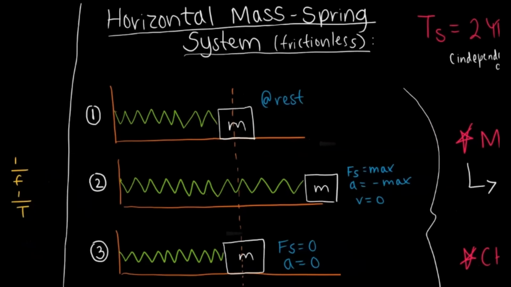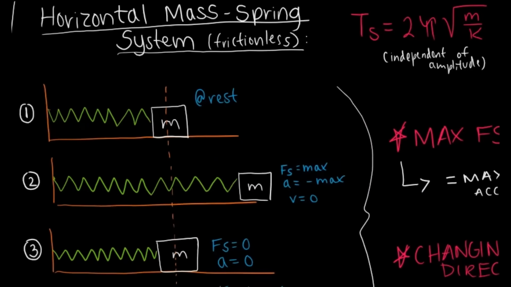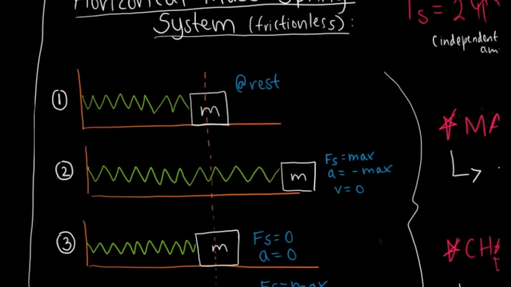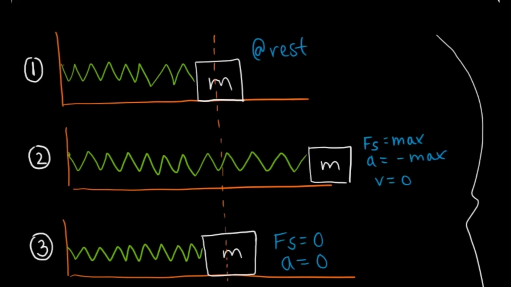Next, let's talk about the horizontal mass spring system. So this is frictionless. The equation for a spring is just 2 pi times the square root of mass over the spring constant. It is also independent of the amplitude. So here's a nice diagram. It shows that initially your block is at rest in what is called equilibrium.